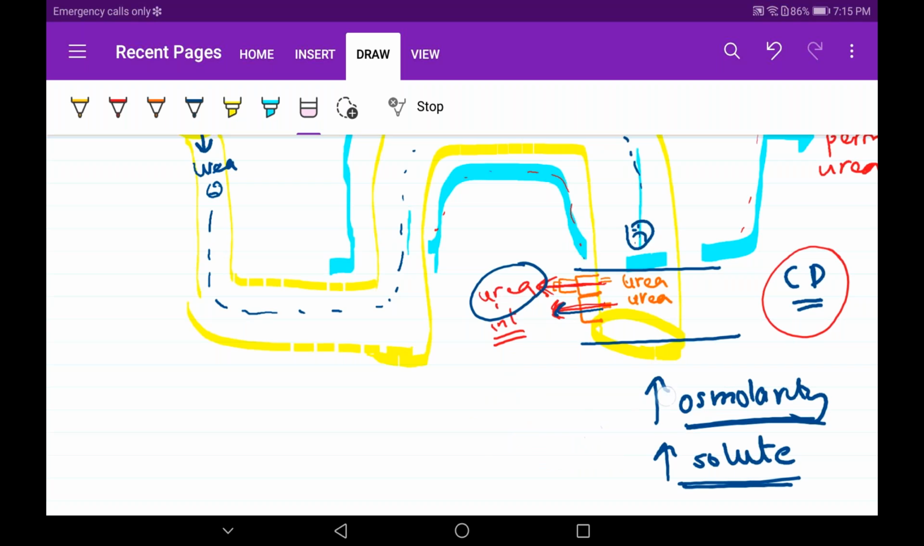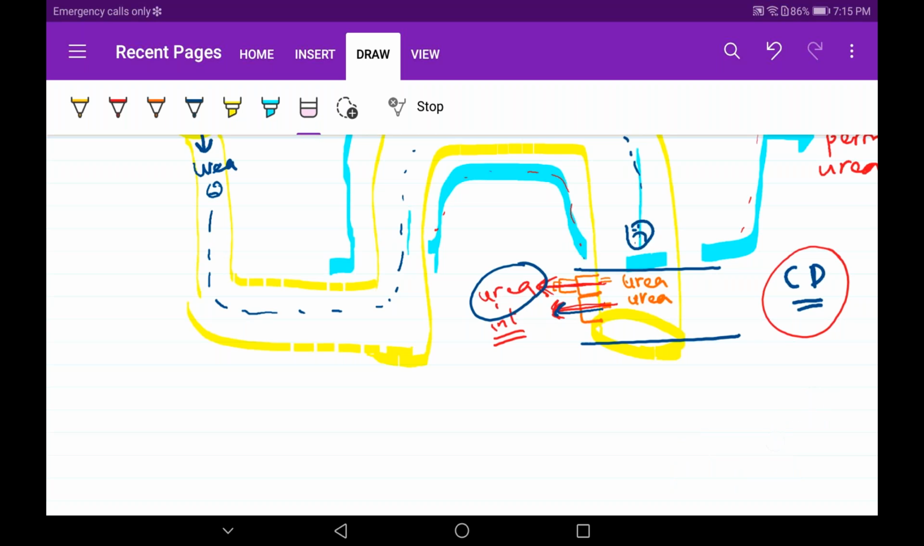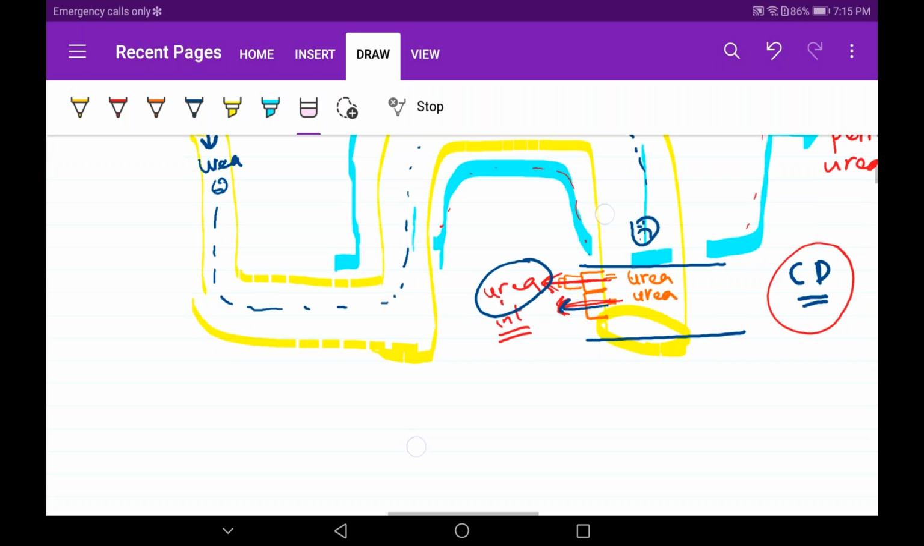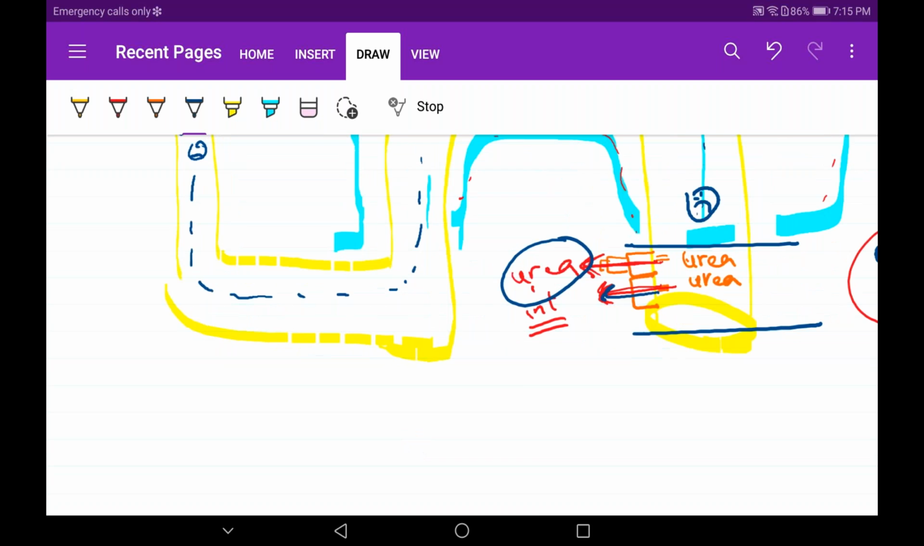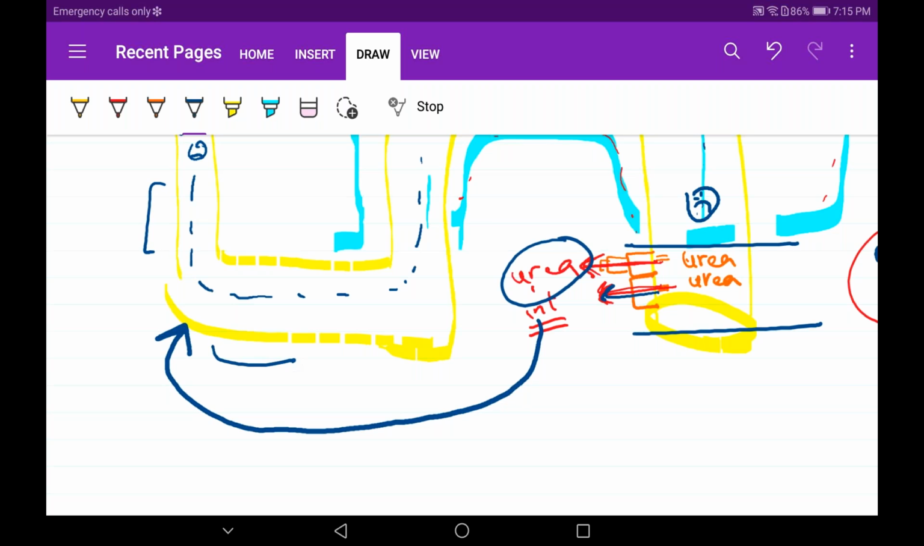Now, another thing about urea is, where will this fellow go? Tell me, where will this fellow go? He can't just accumulate over here, right? It has to move somewhere. So what this fellow will do is, this fellow will come over here. It will re-enter into the ascending part as well as the loop of Henle. Okay, ascending part as well as this looping part of the tubule, and it will re-enter again over here, like this, urea.